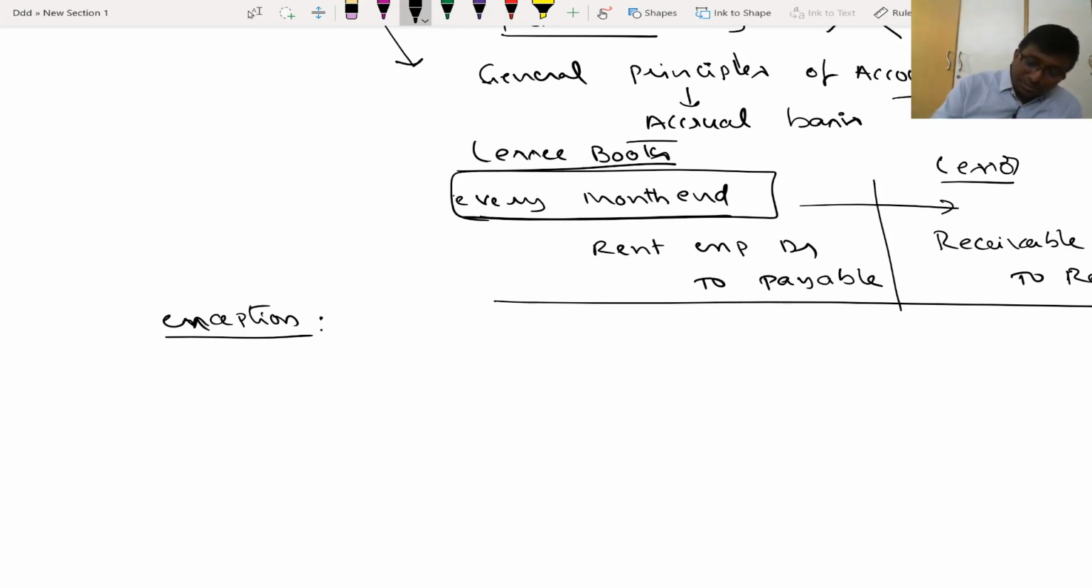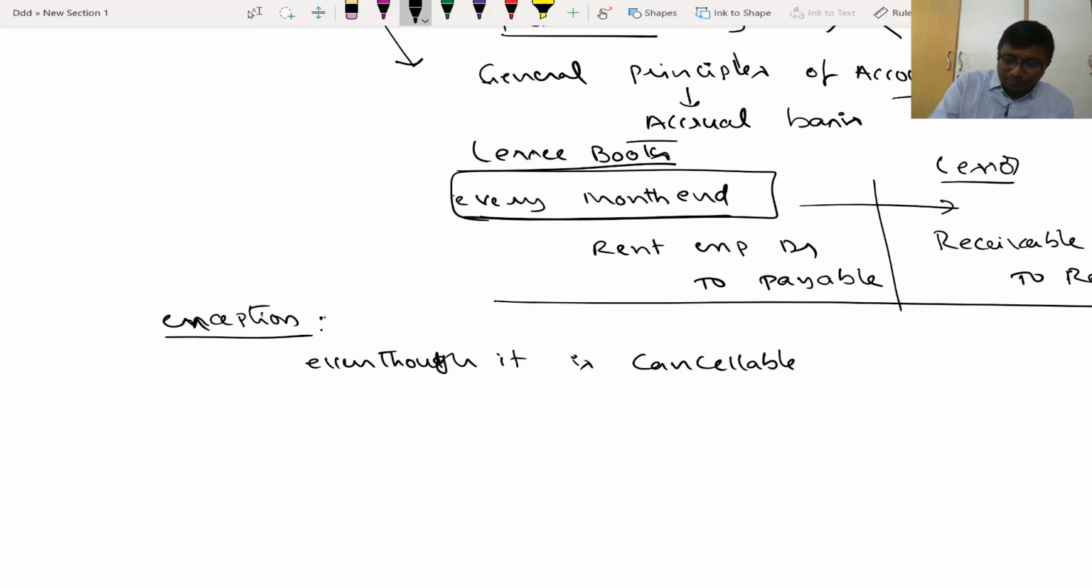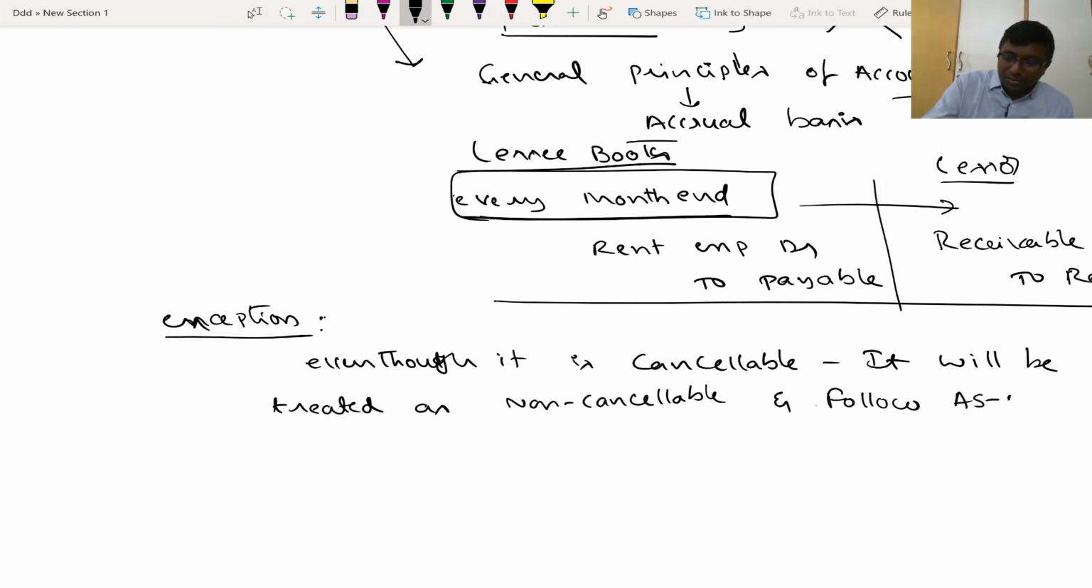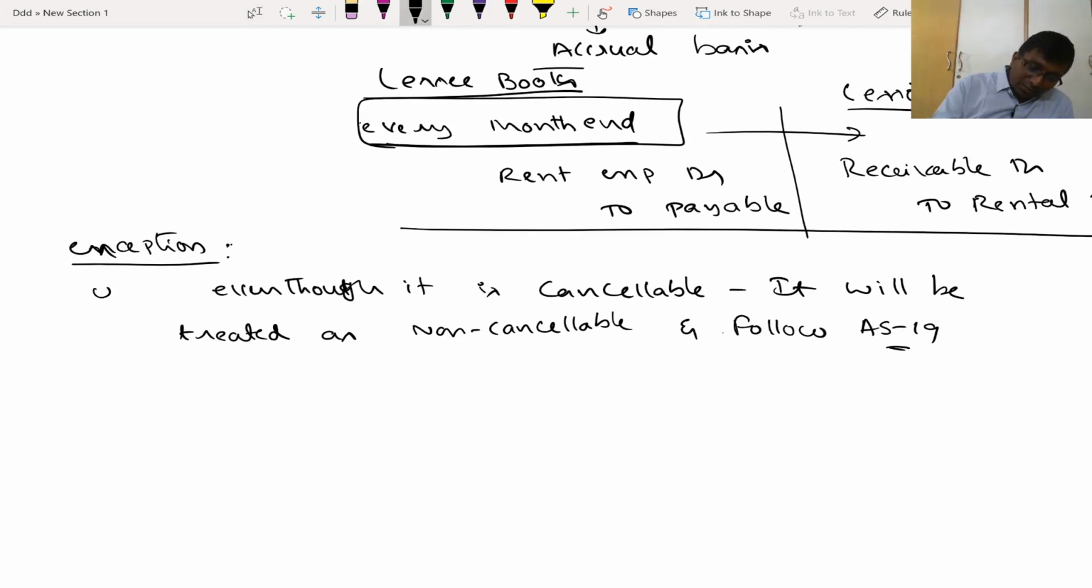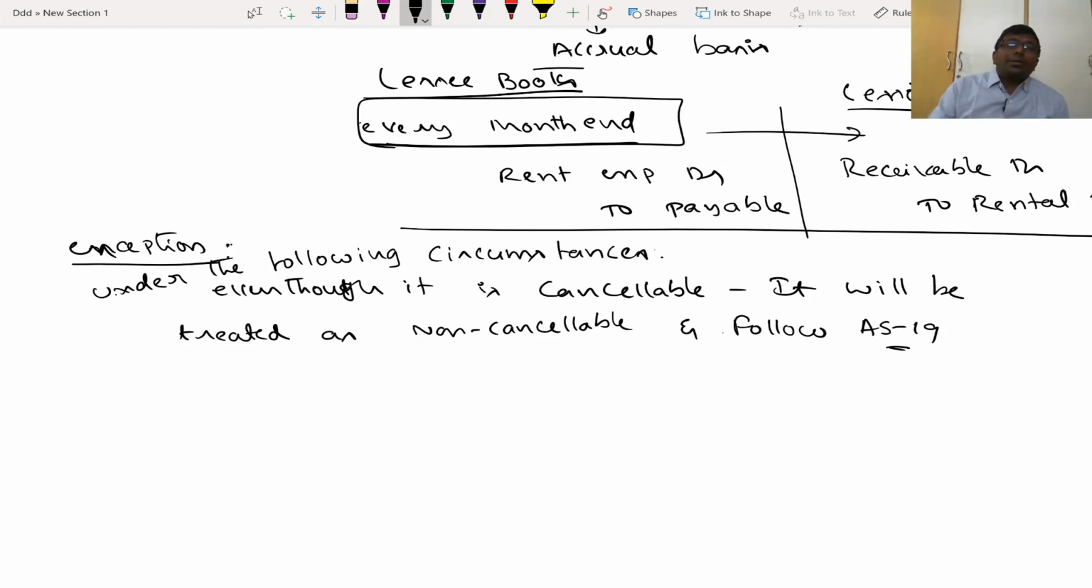Hope you understand. Exception means even though it is cancelable, it will be treated as non-cancelable, and you should follow accounting standard 19. Even though, strictly speaking, it is a cancelable agreement, it will be treated as non-cancelable. Under what circumstance? I will write under the following circumstances. There are 4 following circumstances under which, even though it is cancelable, it will be treated as non-cancelable.